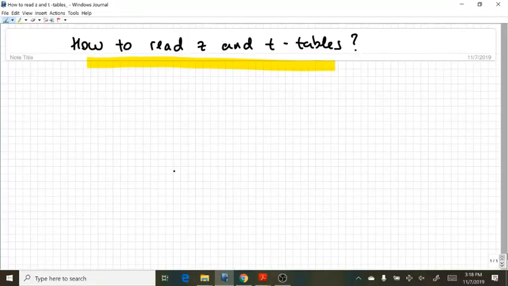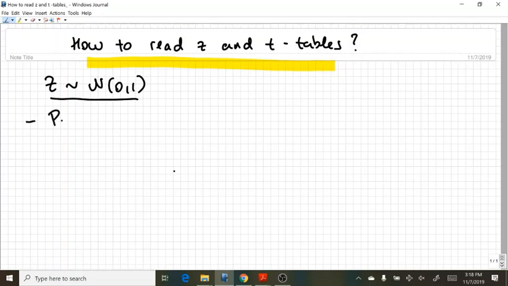Imagine that you have a standard normal distribution. Here is a random variable from a standard normal distribution. I will show you how to calculate probabilities, quantiles, and critical values. So let's start with probabilities. Say that you would like to calculate probabilities. In other words, you would like to calculate CDFs for a standard normal variable.